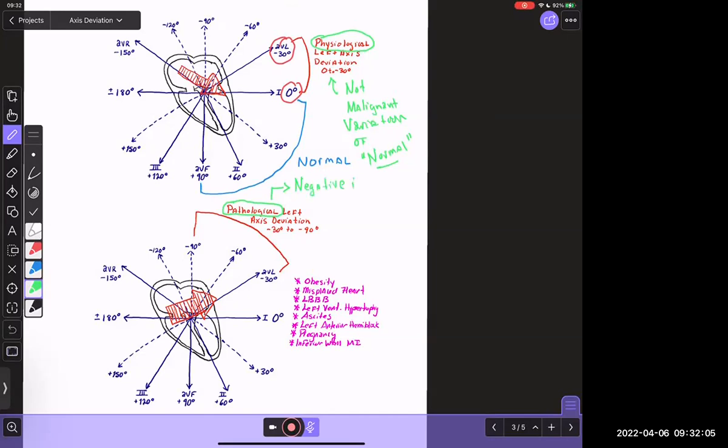Okay. So in pathological axis deviation, we're saying, yes, there is a left axis deviation and that has some pathological consequences with it. And pathological left axis deviation would be anything that falls between negative 30 degrees to negative 90 degrees. Anything that falls within that realm is considered a pathological left axis deviation. Things that can cause this pathological left axis deviation: obesity.